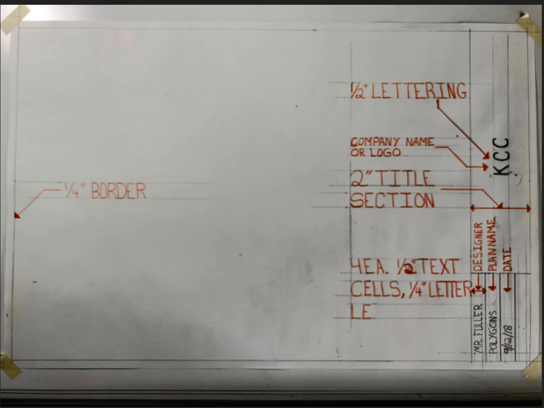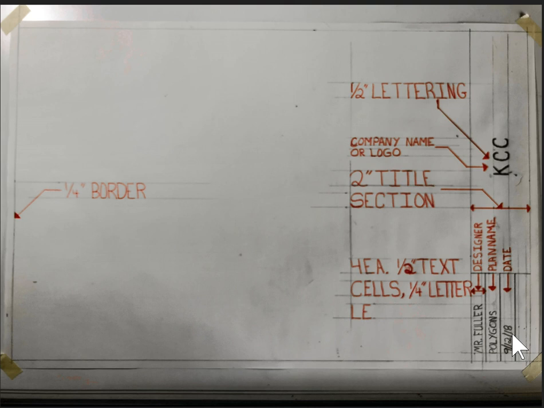Now the lettering here for the company logo and or company name, I have in 1/2 inch lettering. And see, that's the 2-inch title section. Right here it says for each 1/2 inch text cells with 1/4 inch letters. I'm sorry, I did not finish editing that right there. I made a mistake, and I needed to go back and edit that. But that's what that is. 1/4 inch lettering inside of the cells here.